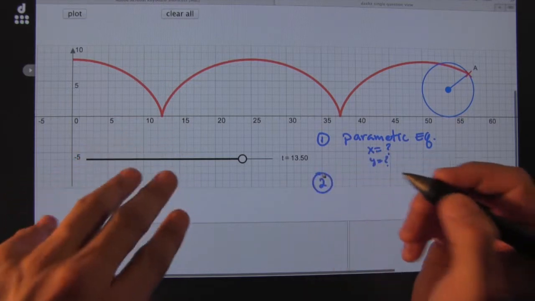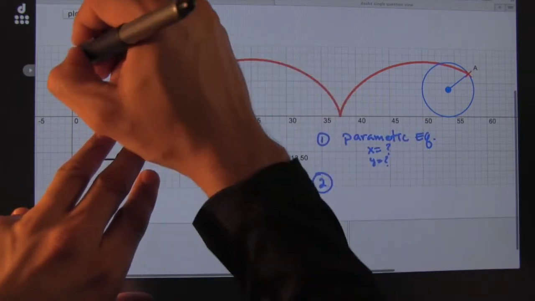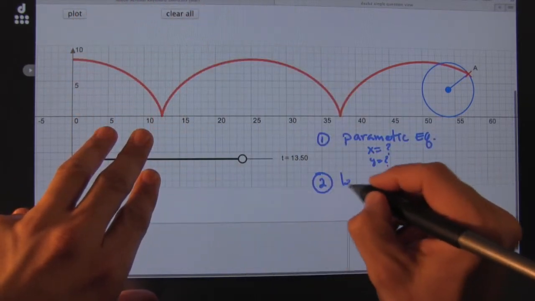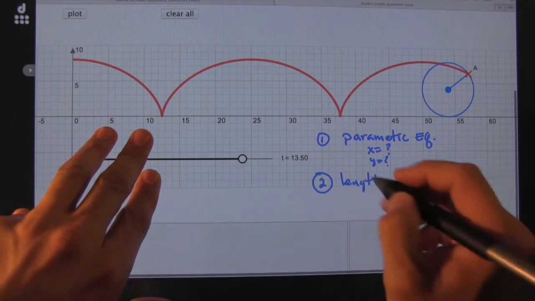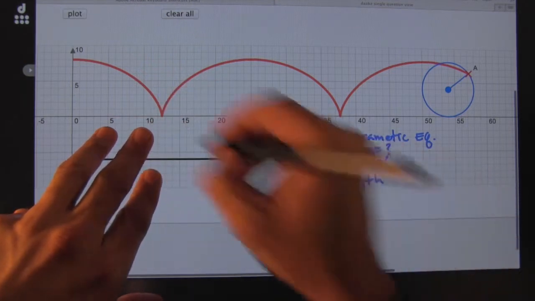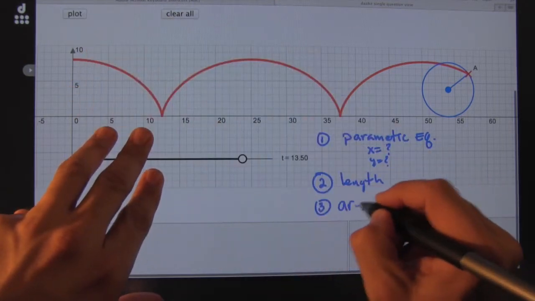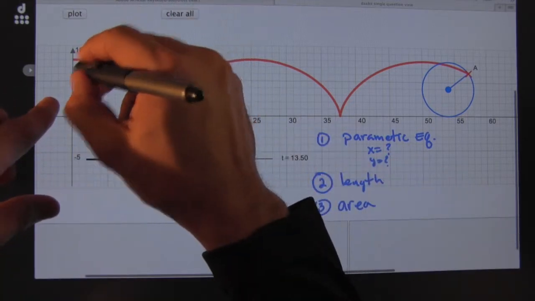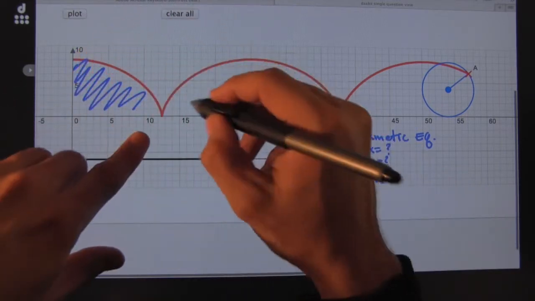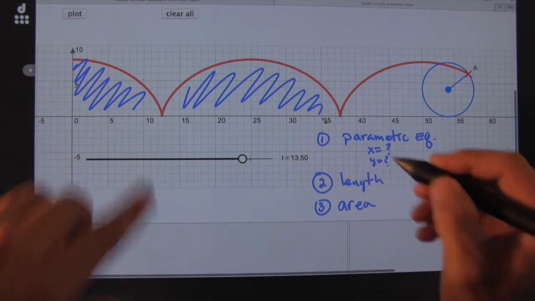The second challenge, things like can you find the length of the curve? Third challenge, can you find the area under the curve? For example, how much area is in here? Well, if you could find out, it would be easy to find out that area because it's double it.